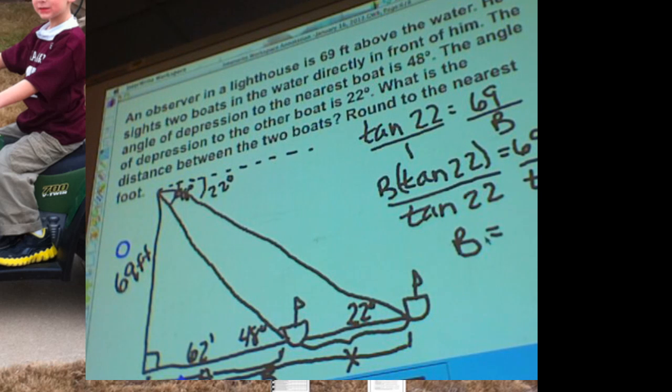So we get that the length of B, or the distance from the lighthouse to that second boat, is approximately 171 feet. But remember, the question just wanted to know the distance between the two boats. So we need to now take distance B minus distance A. And we get that the distance between the two boats is approximately 109 feet. These can be a little tricky because you have to pay attention to where the angles of depression are, and then make sure you transfer them down to the triangles correctly.